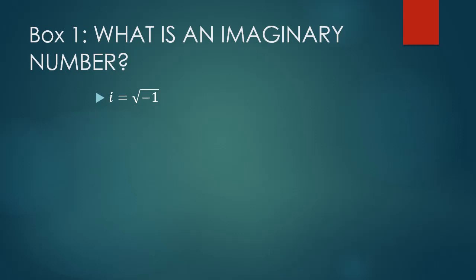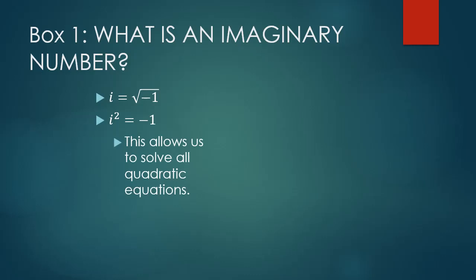What it means is that you have a negative underneath the square root. Previously, when you had a negative underneath the square root, you'd have to write no solution. Yay, I'm done. Not anymore. So our imaginary number is i equals the square root of negative 1. i squared equals negative 1, because when you square a square root, it essentially sets the value underneath free. And what this allows us to do is solve all quadratic equations. No quadratic left behind.